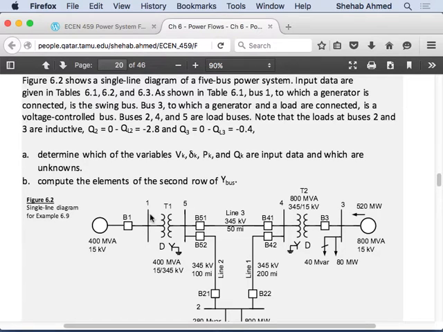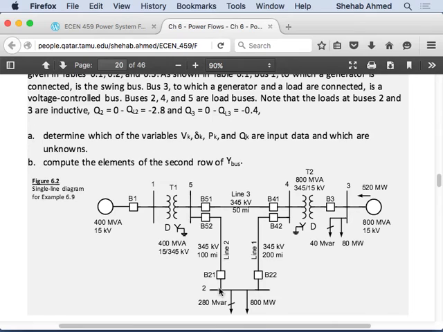So what do you know about this bus then? I know voltage, magnitude, and angle. How about this bus? It's a PQ bus. This is a load bus. I just have a load P and Q. How about this bus?